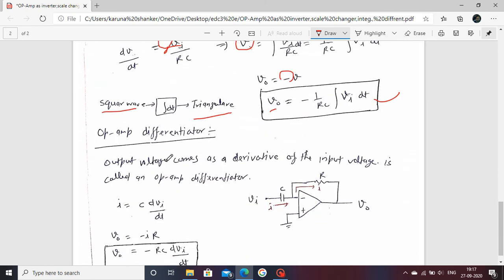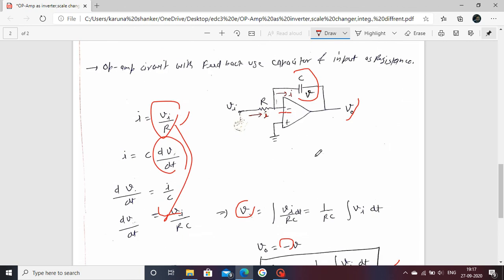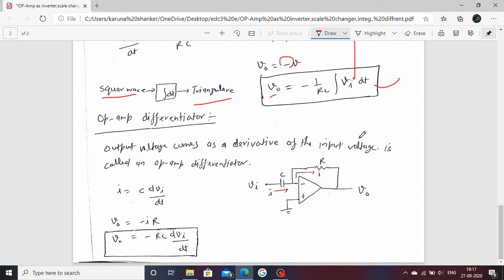Next is the op-amp as a differentiator, meaning the op-amp also performs the differentiator operation. We have already seen the resistance on the input side and the capacitor in feedback. Now we interchange them. This is the differentiator: the feedback is the resistance and the input is the capacitor, just the opposite of the integrator circuit.